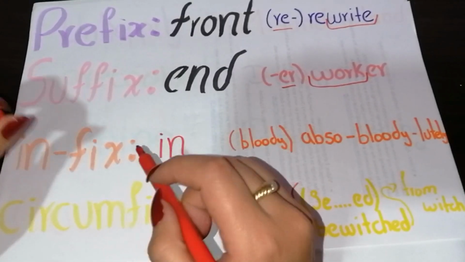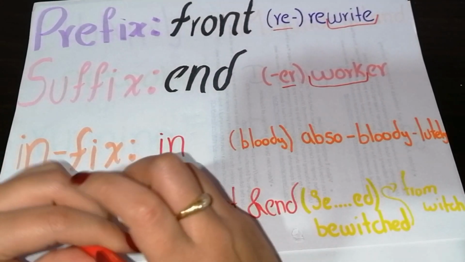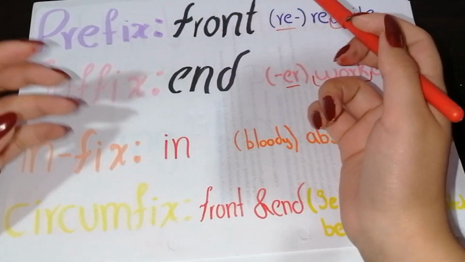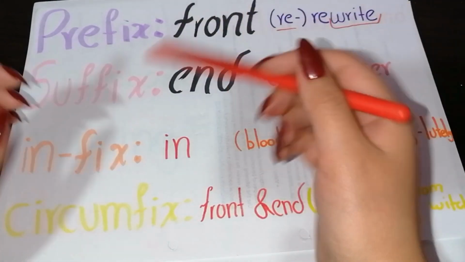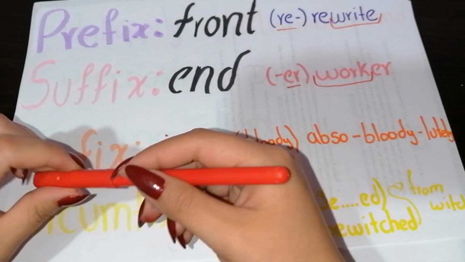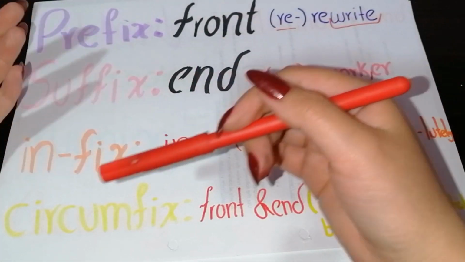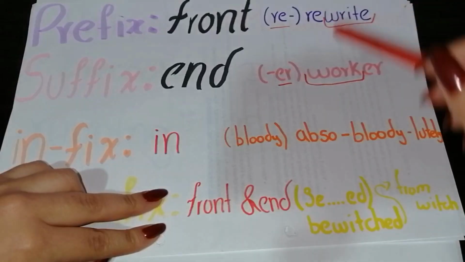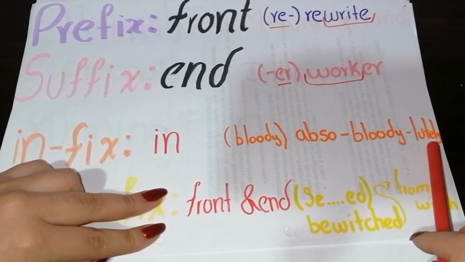In this case, we have an infix. An infix is a bound morpheme that is inserted inside a root or stem word. Infixes are not very common in English, as I mentioned before, but they exist in some dialects and slang forms. For example, in this case, absolutely, literally.